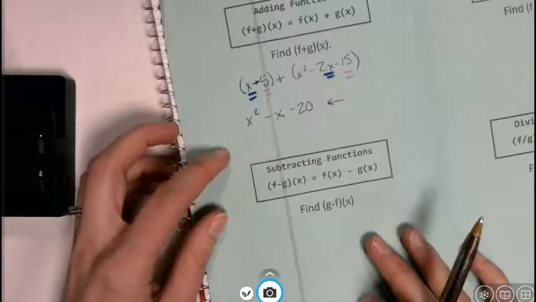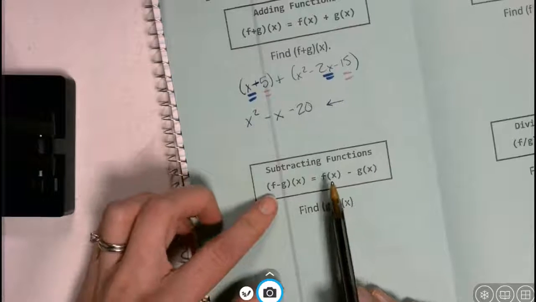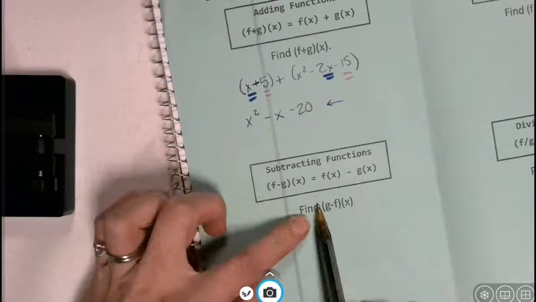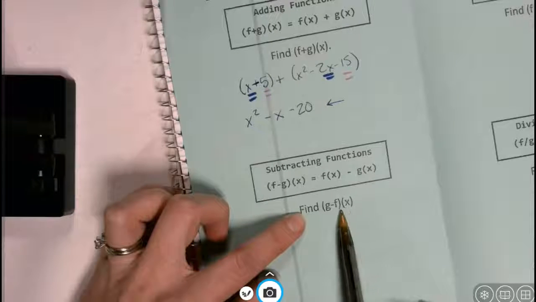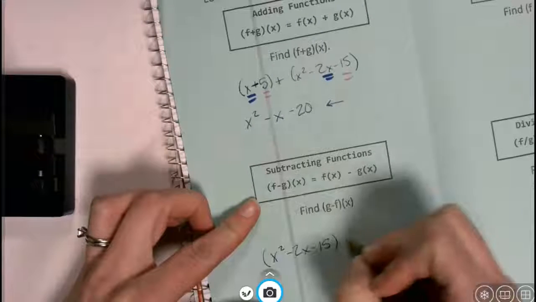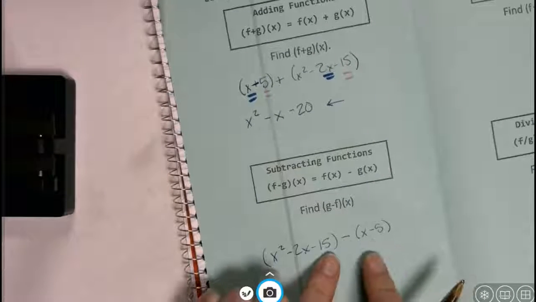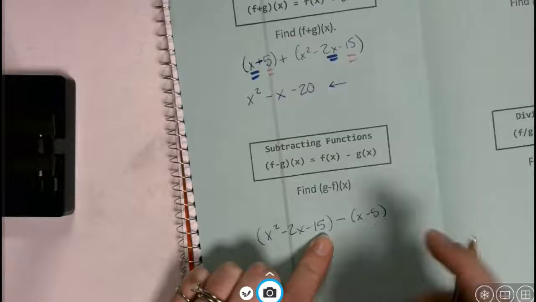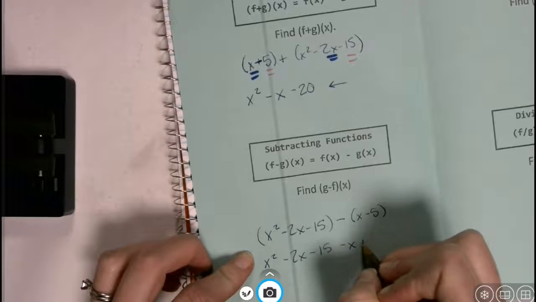Okay, so now let's go ahead and subtract our functions. So here it's really important to notice the order of these. So here I'm taking f of x minus g of x in this subtracting functions. But down here, in my actual equation, I'm told find g minus f. So order matters here. So I'm going to have my x squared minus 2x minus 15, that is g of x, minus my f of x, which was x minus 5. So here, just like when I'm subtracting polynomials, I'm going to distribute this negative sign into both of these following terms. So now I have x squared minus 2x minus 15 minus x plus 5.